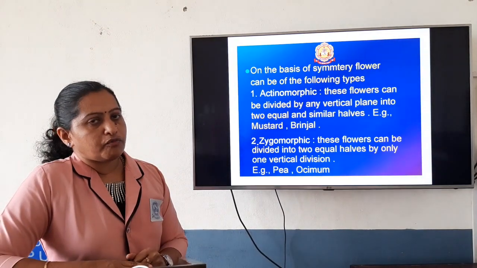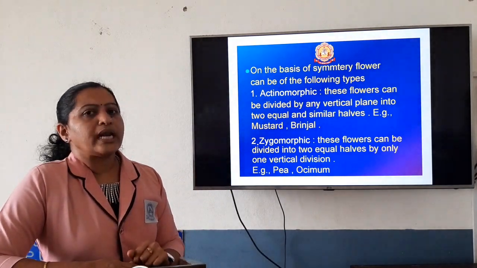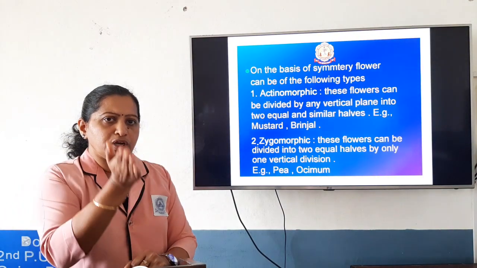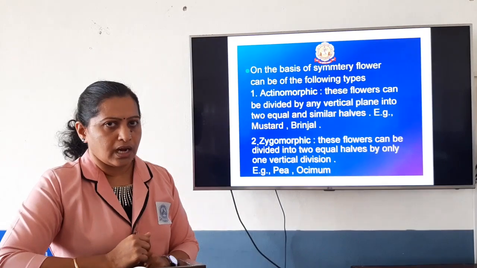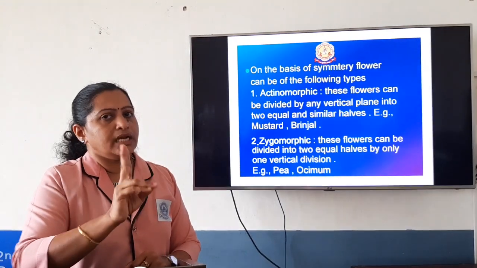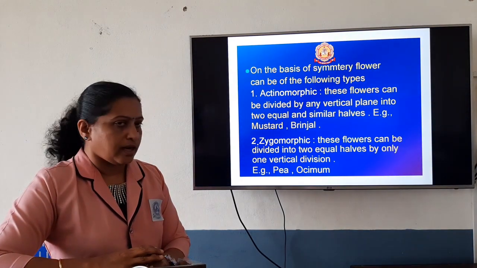Example for actinomorphic flower is mustard. Okay. So it is almost similar to radial symmetry of animals. In radial symmetry, in any of the planes, if you divide the organism, it gives two equal halves. Same way, the flower, if it is divided in any of the planes, gives two equal halves, and that is known as actinomorphic flower.